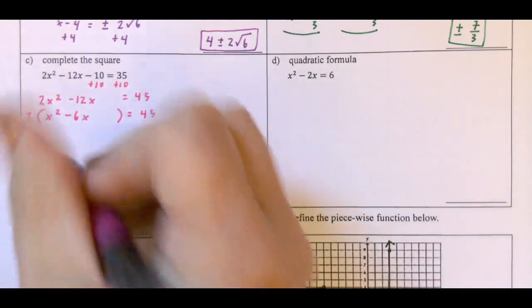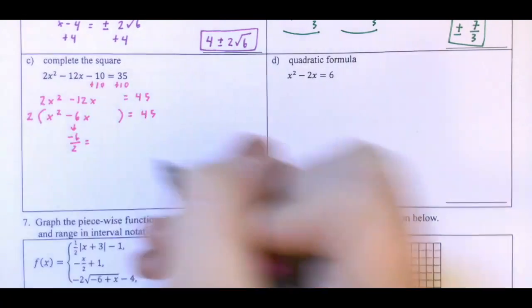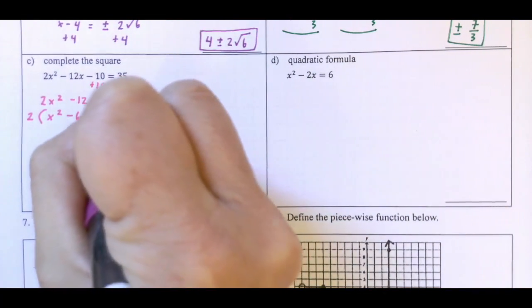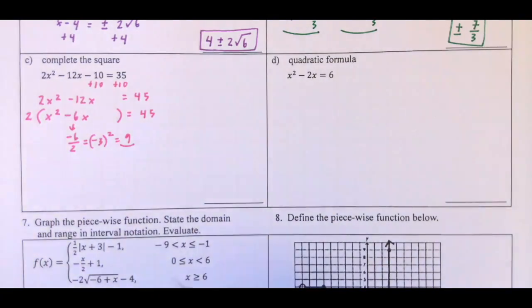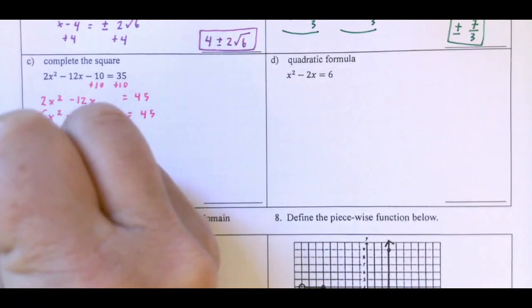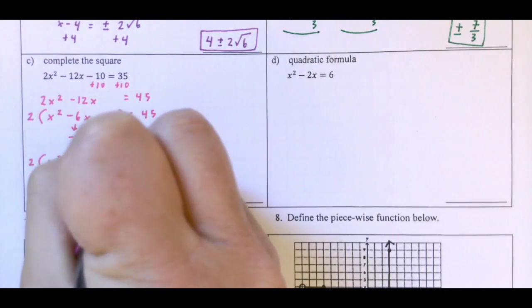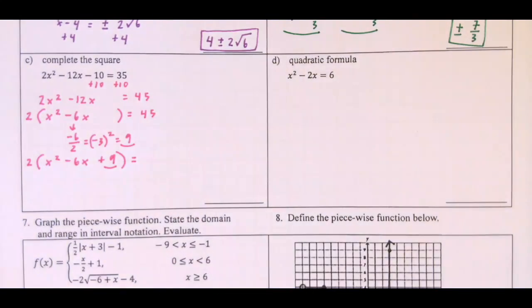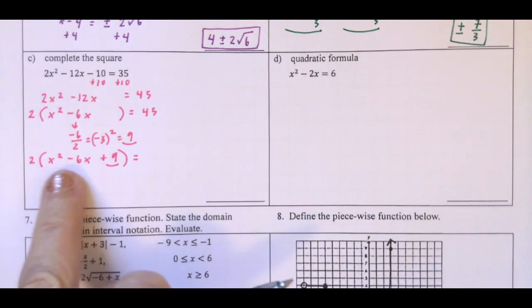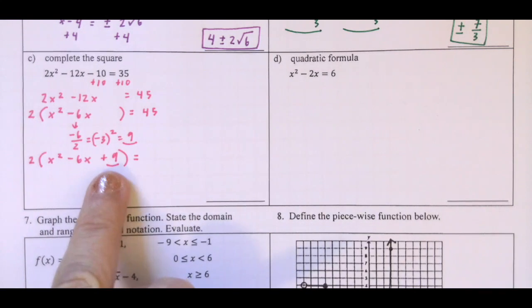Now complete the square. So take that negative 6, split it in half, and square it. And we get 9. So now we have 2 times, in parentheses, x squared minus 6x plus 9, close parentheses, equals. Now remember what we did. We created a perfect square trinomial here. It's going to factor into a binomial squared in just a moment.